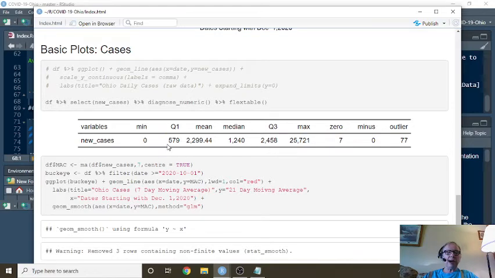Let's see, interquartile range here. So what's the interquartile range for cases? Two, four, five, eight minus... So the interquartile range is 1,879. Again, this is misleading because this includes those. Well, this is cases, so there shouldn't be a problem with cases.